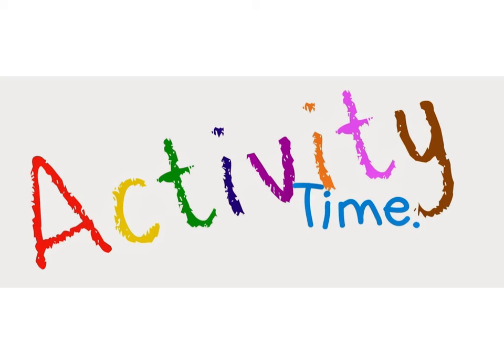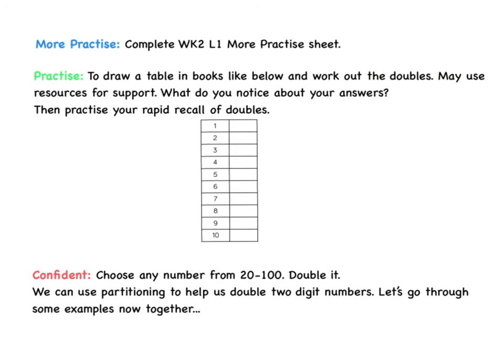Now it's time to choose an activity. If you would like more practice, you need to complete the More Practice sheet. If you just need a little bit more practice, you need to draw a table in your books like the one you can see right here and work out the doubles. You may use resources to support you. What do you notice about your answers?